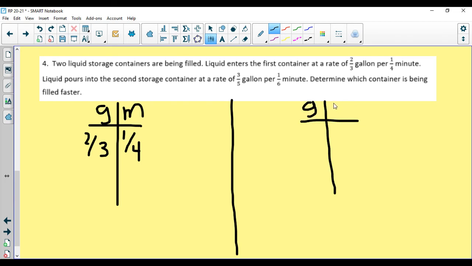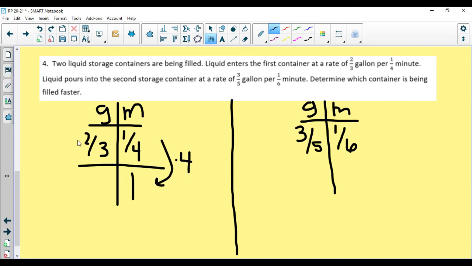Notice too, if I want to compare these, it's really important that you're using the same units of measurement and you're putting them in the same order. That way you know that your unit rates are in the same unit of measurement. 3/5 gallon, 1/6 of a minute. Now, another good tool here, again, is using that rule of multiplying by the reciprocal to get 1. So here I would need to multiply by 4.